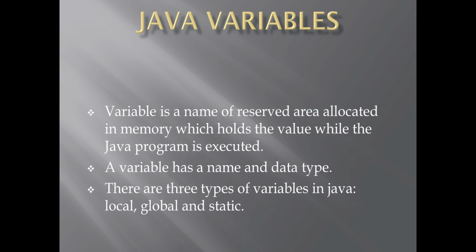Next, what you should know about variables is the types of variables. We have three types of variables in Java, which are local, global, and static. Local variable, global variable, and static variable. In this video, we're gonna talk about only local and global variables, and we will talk about static variables later when we reach the OOP part, object-oriented programming.